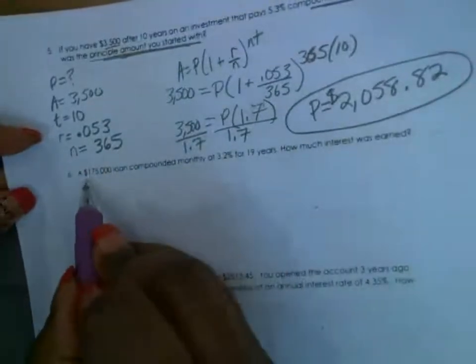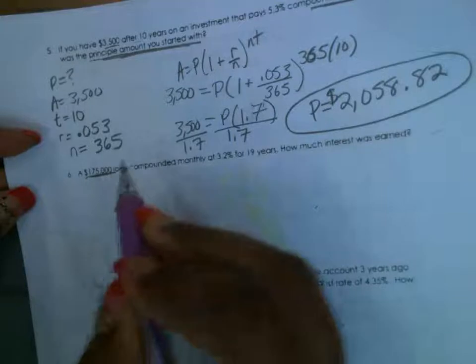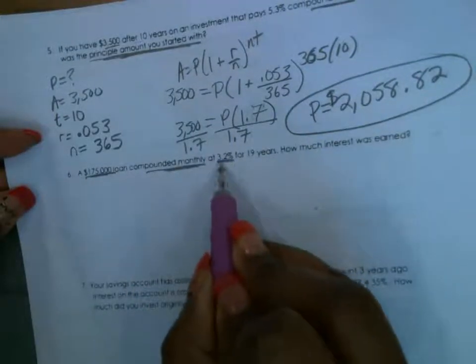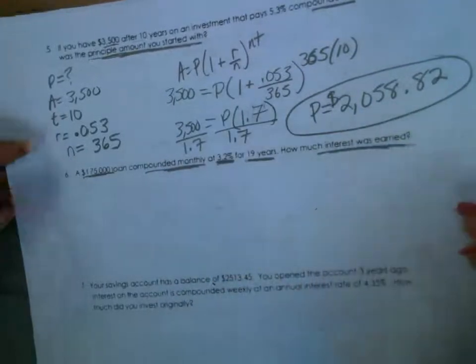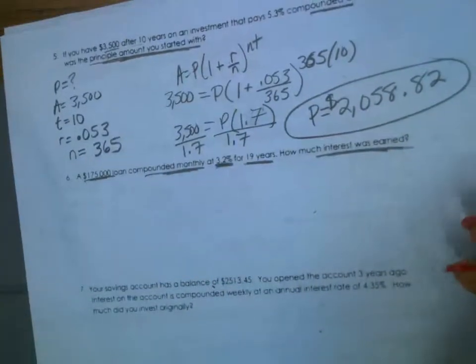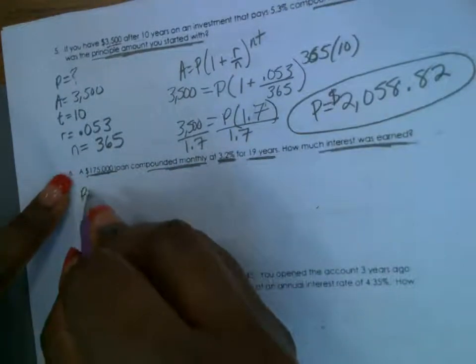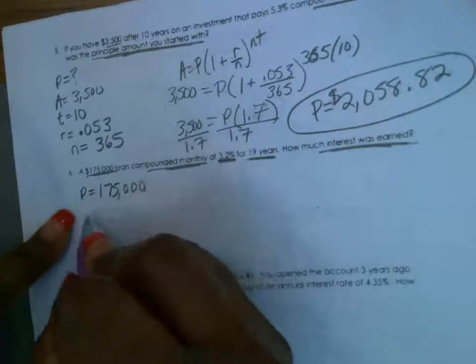Okay. All right, so let's look at the next one. The next one is you have a $175,000 loan compounded monthly at 3.2% for 19 years. How much interest was earned? Okay. All right. So let's look at this. So your principal amount, this is the loan. This is the starting amount you took out.